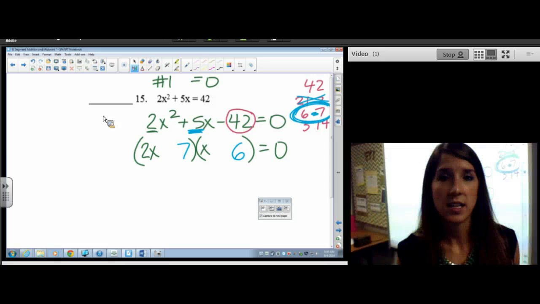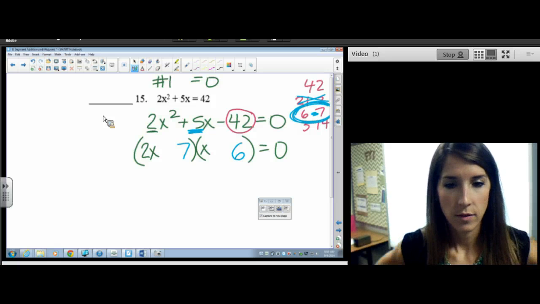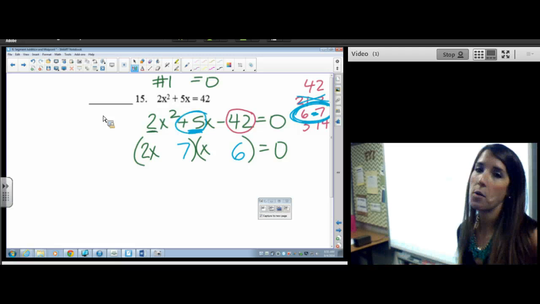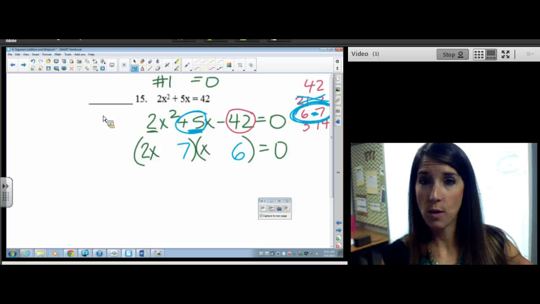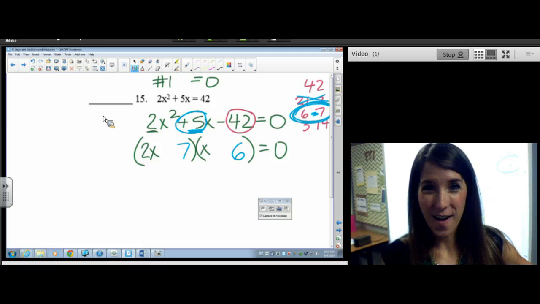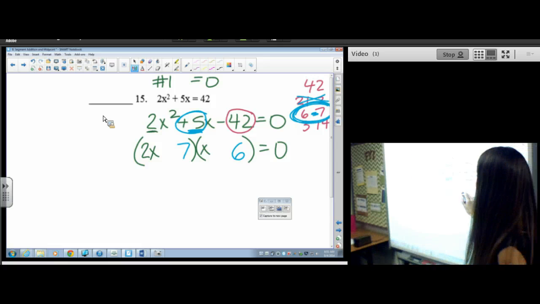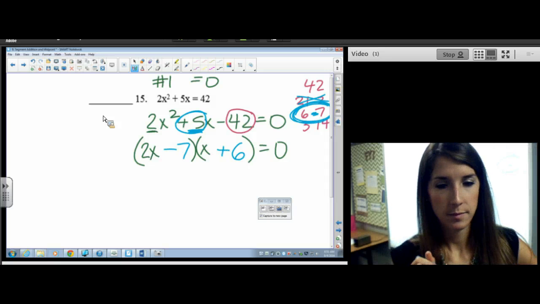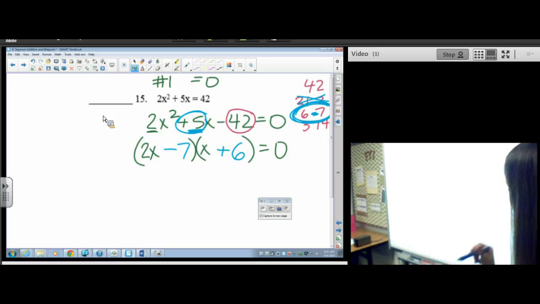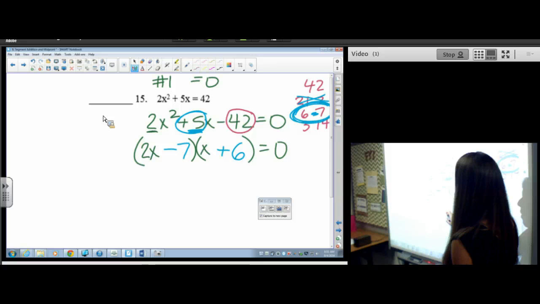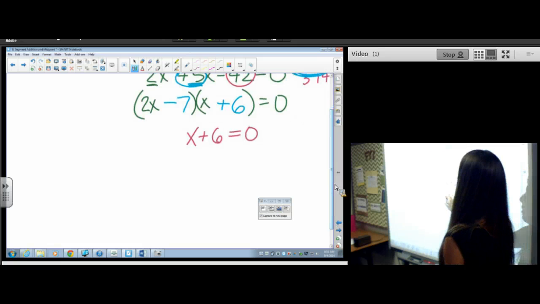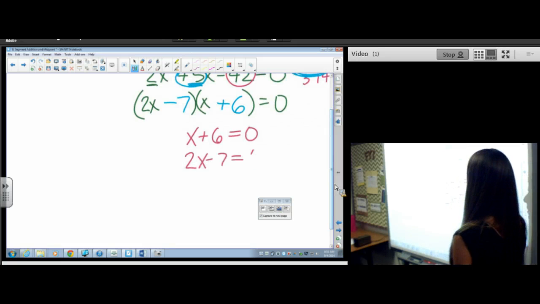Now the only thing left is we need to decide who's positive and who's negative. So on this one, we need to make a positive 5. If I want a positive 5, would I do 7 minus 12 or 12 minus 7? I would want to do 12 minus 7. I want the bigger one to be positive. Okay, the last step is always to set it equal to 0. Set both sets of parentheses equal to 0. So x plus 6 equals 0, and 2x minus 7 equals 0.